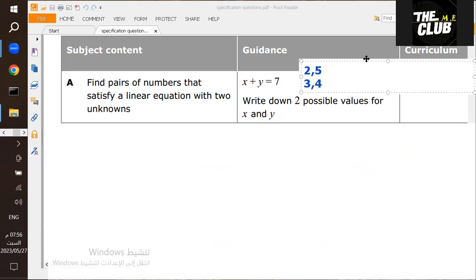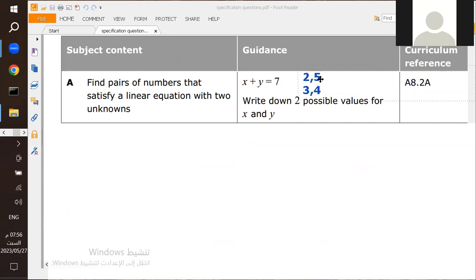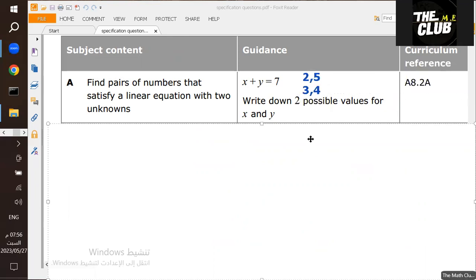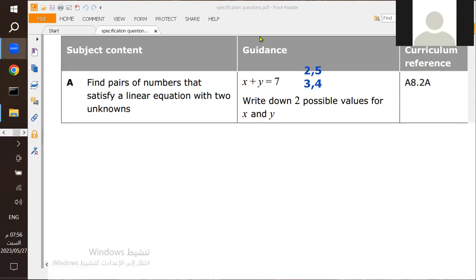That's it. That's the question. So write any possible answers. Yes, it's in the IGs. So write two possible answers. That's it. Easy? They're easy. You just have to understand what's going on.